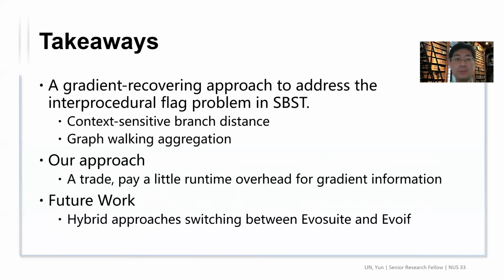Our observation on experimental results shows that our approach requires more instrumentation for recovering gradients, which can be regarded as a strategy to trade runtime overhead for more gradient information to improve testing efficiency. A more promising improvement of our work is to understand when EvoSuite-IF can outperform EvoSuite and vice versa. Thus, we can pursue a hybrid approach, keeping a low runtime overhead while still having the necessary gradient information to improve the testing efficiency. That is all my talk, and I'm happy to take your questions.